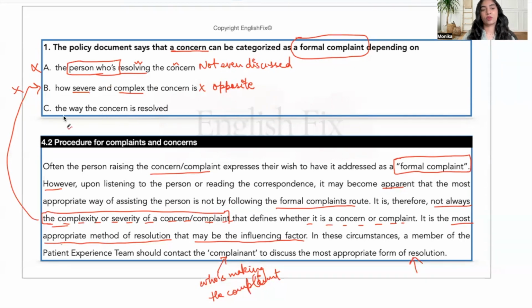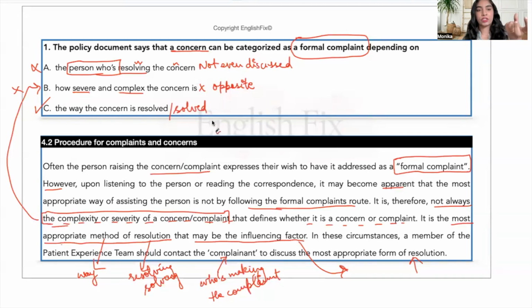The way the concern is solved, it is the most appropriate method. What is method? Way of resolution. Resolution means resolving something, solving something, or coming to a solution for something. That may be the influencing factor that might be actually affecting how this particular thing is called a concern, right? So this is going to be the right answer. The way the concern is resolved or solved, or the way you receive your resolution. So this is how you answer this question. Correct answer option C.